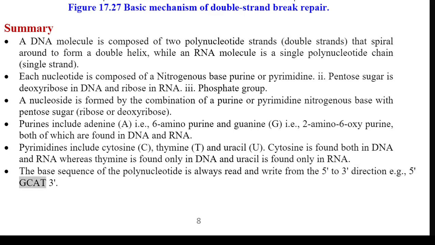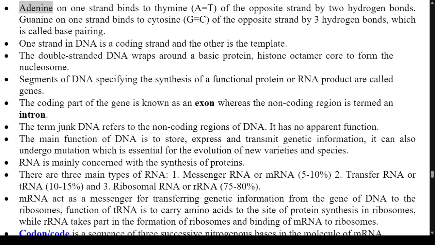Example: 5' GCAT 3'. Adenine on one strand binds to thymine (A=T) of the opposite strand by 2 hydrogen bonds. Guanine on one strand binds to cytosine (G≡C) of the opposite strand by 3 hydrogen bonds, which is called base pairing. One strand in DNA is a coding strand and the other is the template.